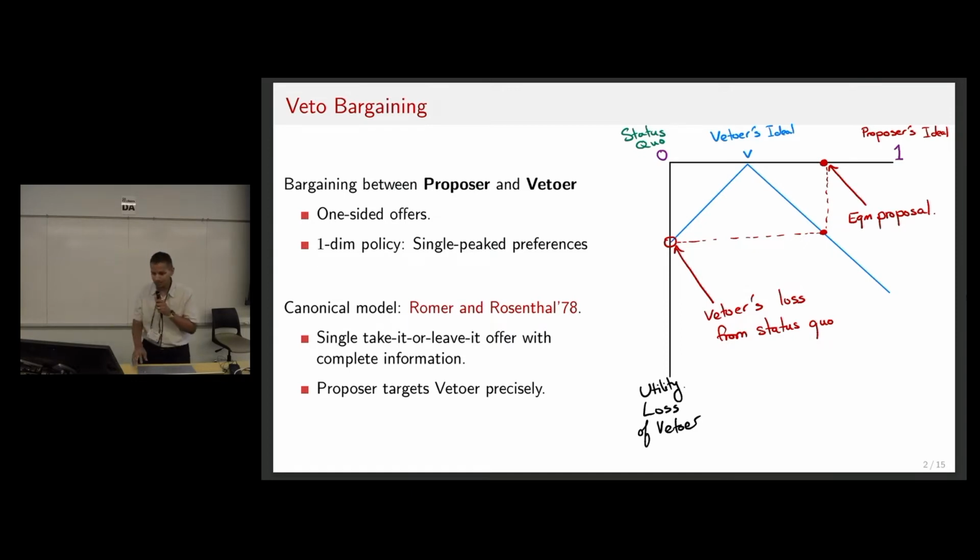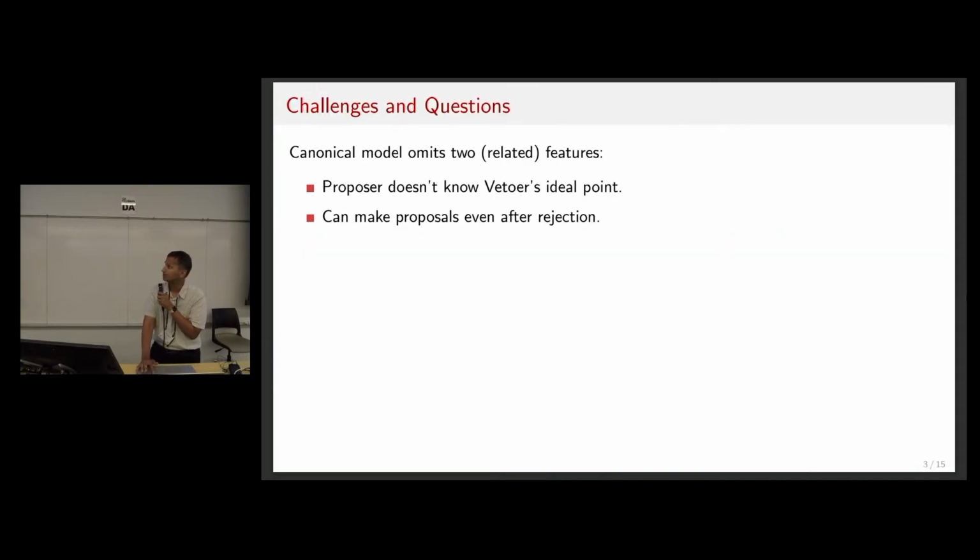Okay, so this is the classical model, and what we're going to do in this paper is re-examine two assumptions within this model. The first assumption is that the classical literature assumes that the proposer knows the vetoer's ideal point, and as a result can target the vetoer perfectly. But you could imagine that if the proposer does not know the vetoer's ideal point, they wouldn't be able to target this precisely. The second is that the classical model is really a one-shot model.